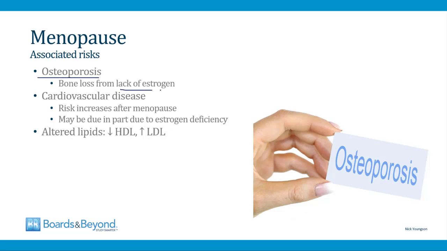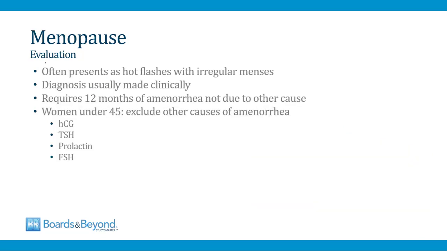That's because the loss of estrogen leads to increased bone loss and lower bone mineral density. There's also an increased risk in cardiovascular disease after women have undergone menopause. This may be partly due to estrogen deficiency, although the exact reason why the risk is higher after menopause is not completely understood. And then the fall in estrogen alters the serum lipids. After women undergo menopause, they tend to have a decline in the HDL level and a rise in the LDL level. Let's talk about the evaluation of menopause.